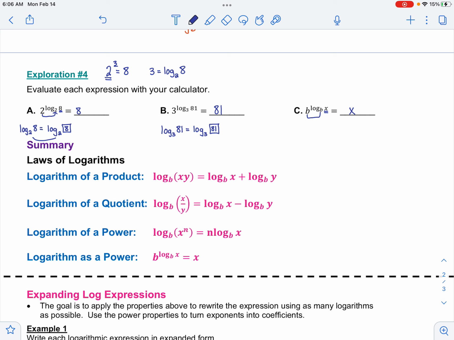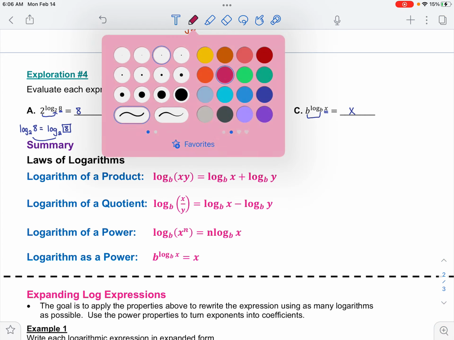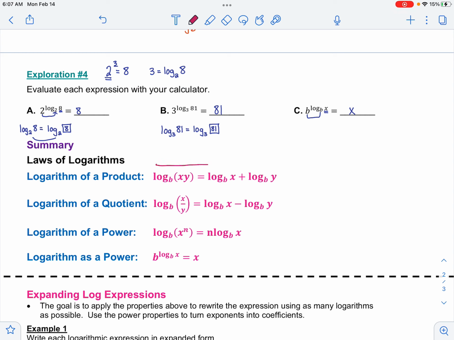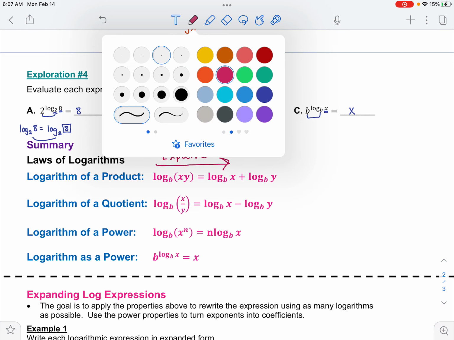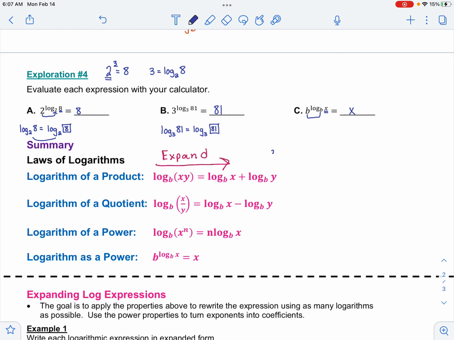Okay, so here's a summary of the 4 properties, and then we just practiced using them. Okay, so sometimes you're going to be asked to expand a logarithm. So you're going to start with a single log, and you're going to be asked to pull it apart. So when you are expanding, you're going to use these properties from left to right. And then sometimes you're going to be asked to condense. And when you are asked to condense, you're going to take them from more than one log to one log. And so you're going to move backwards on these properties.